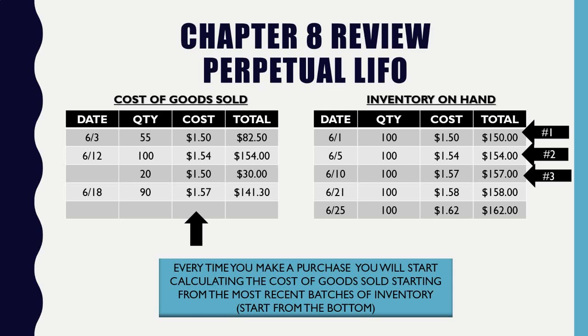Whereas LIFO, every single time you make a purchase of inventory, you're constantly starting from the bottom and slowly making your way up to the top. So every new purchase that you make, you immediately go right back to the bottom, the most recent purchase, and you start costing those ones out first. Okay? So that's why in this case, you're not always starting at the bottom. You're constantly moving from the bottom and making your way up slowly to the top.